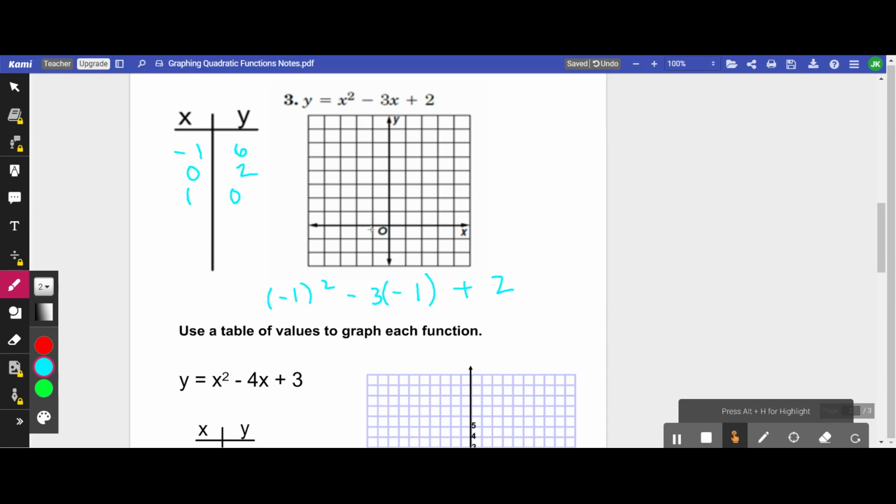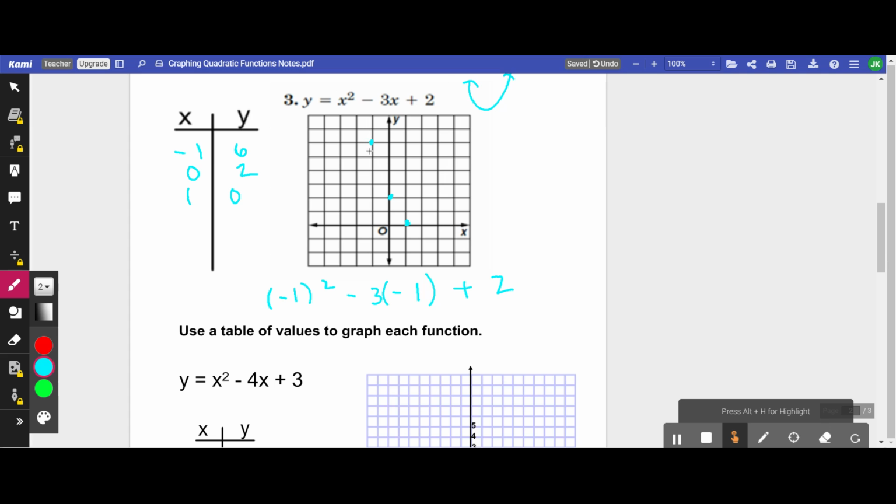So negative 1, 6. And then 0, 2. And then 1, 0. So you have these 3 points here. To figure out what value you should sub in next, the coefficient of your x squared term is positive here. That means since it's positive, it's going to be open and upwards, kind of like this.